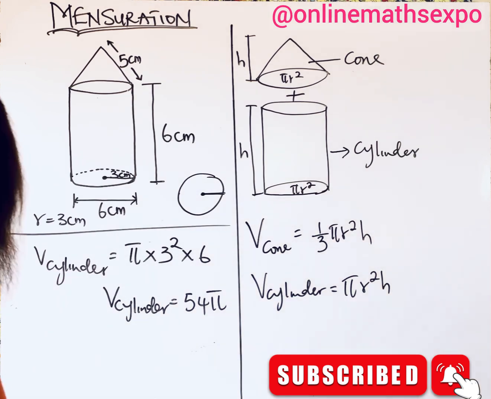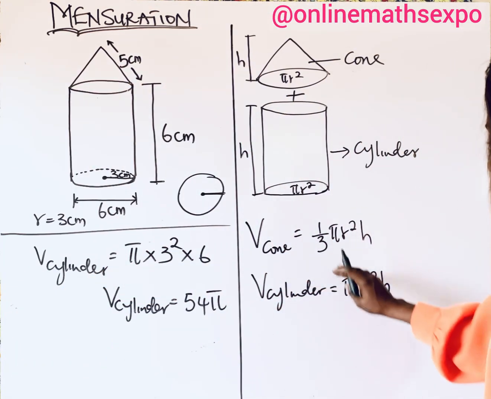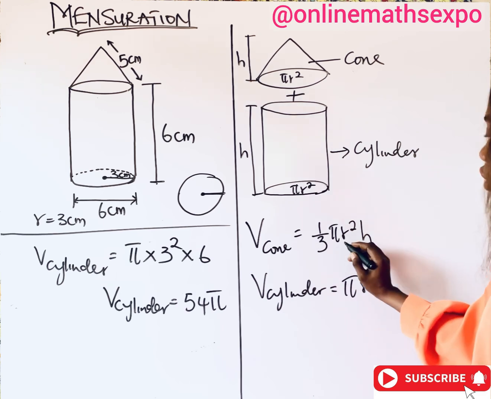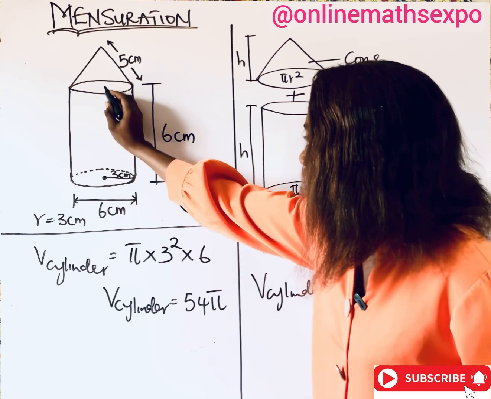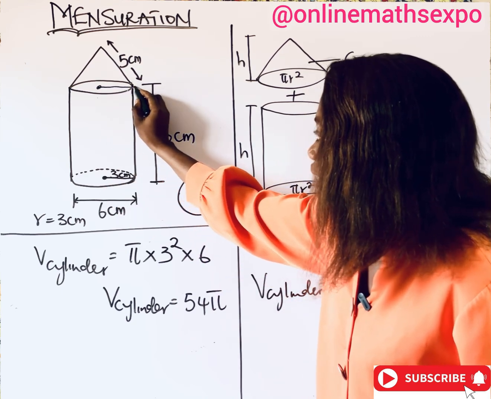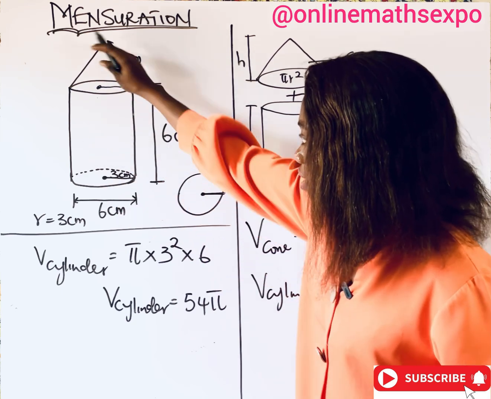Let's get that of the cone. To get the volume of the cone, what do we use? The formula is this. So you need to know the radius of the cone. The radius of the cone is the same as the radius of the cylinder, because you see that part of this is in the cone.